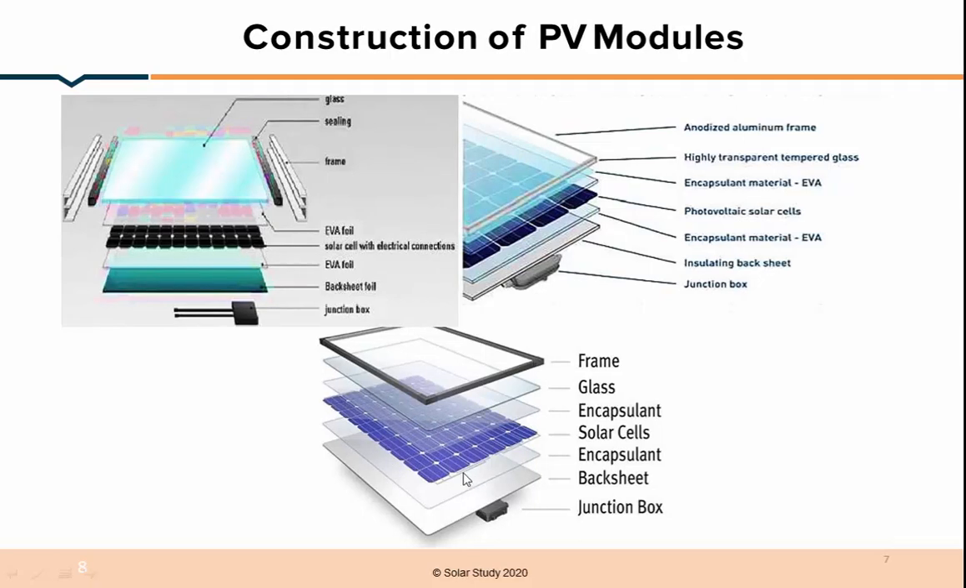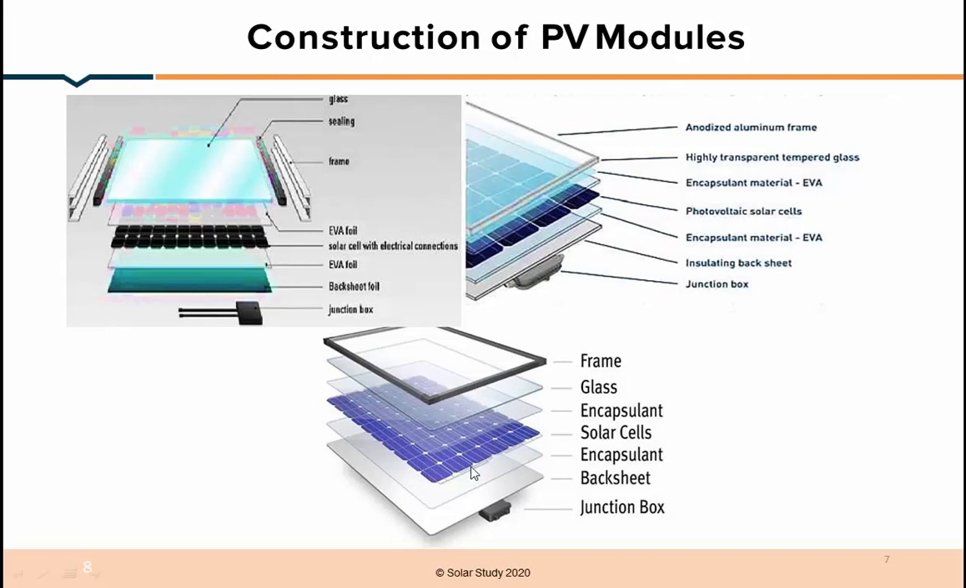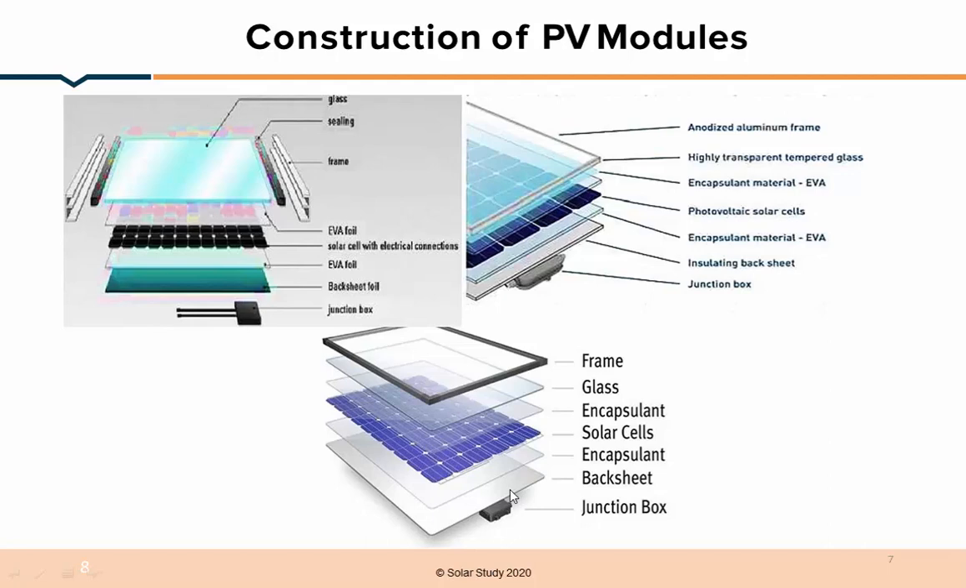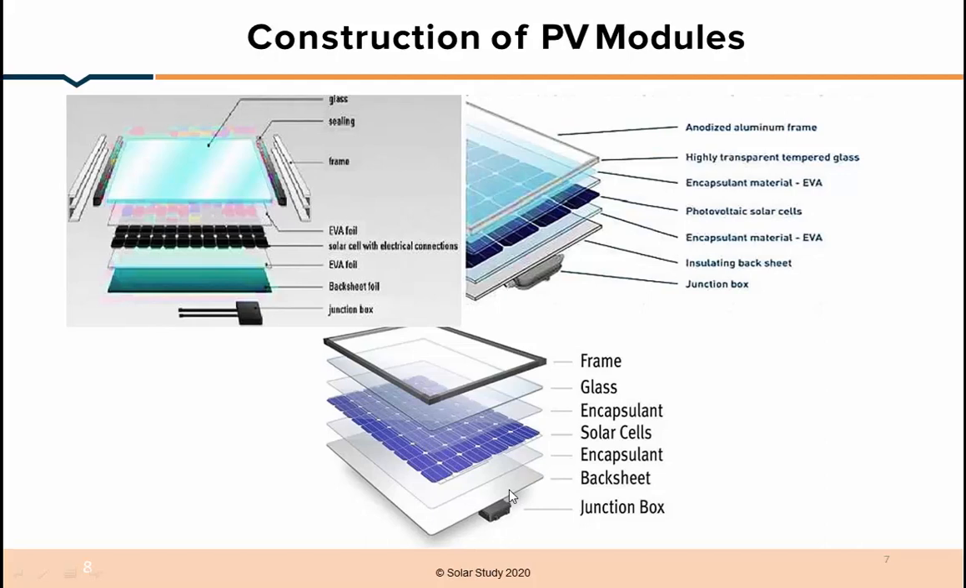Then below this solar cell, there will be another encapsulant that will be protected from the back side. Then after this encapsulant, there will be one back sheet. This is also protecting this solar cell from the back side. So that is called a white, thin back sheet.